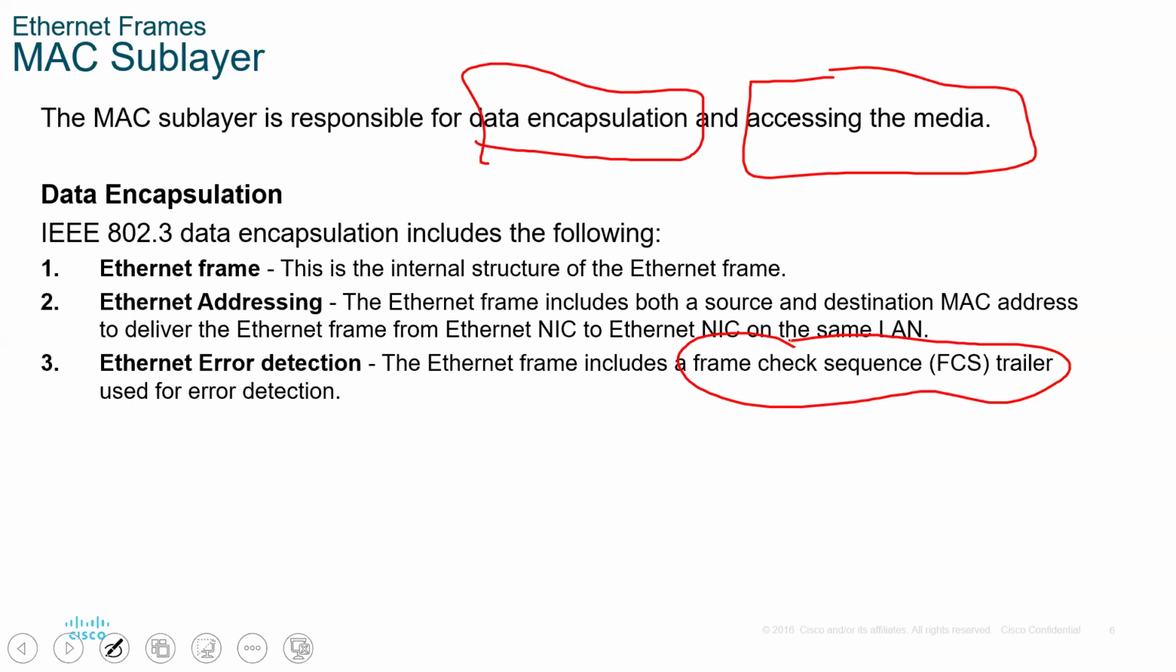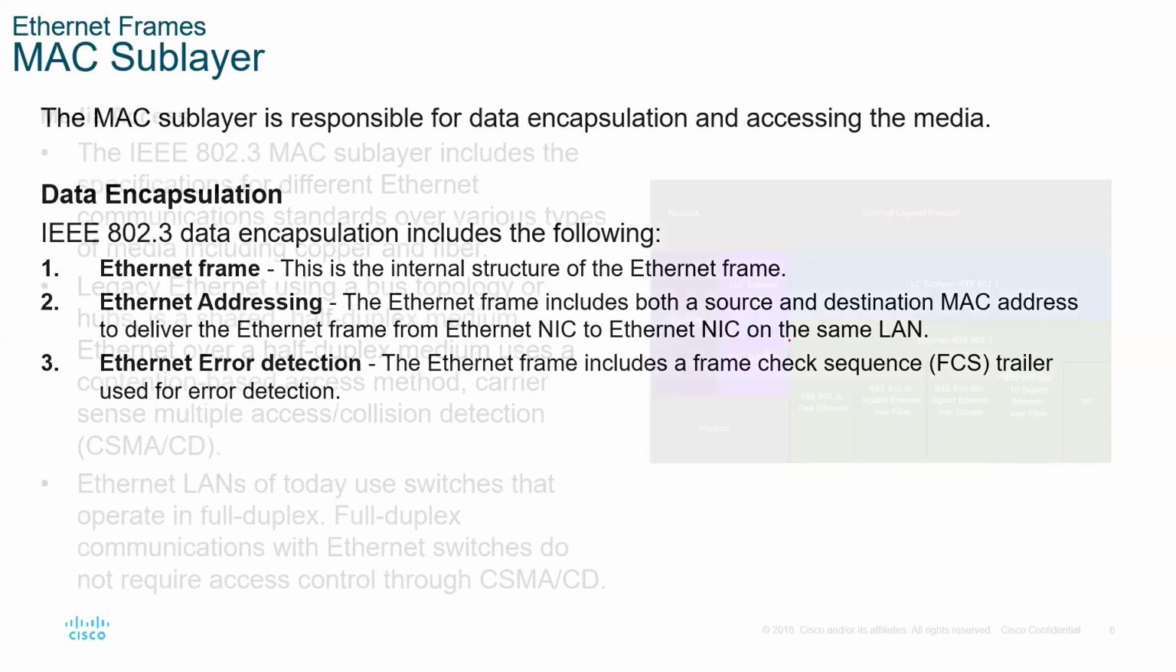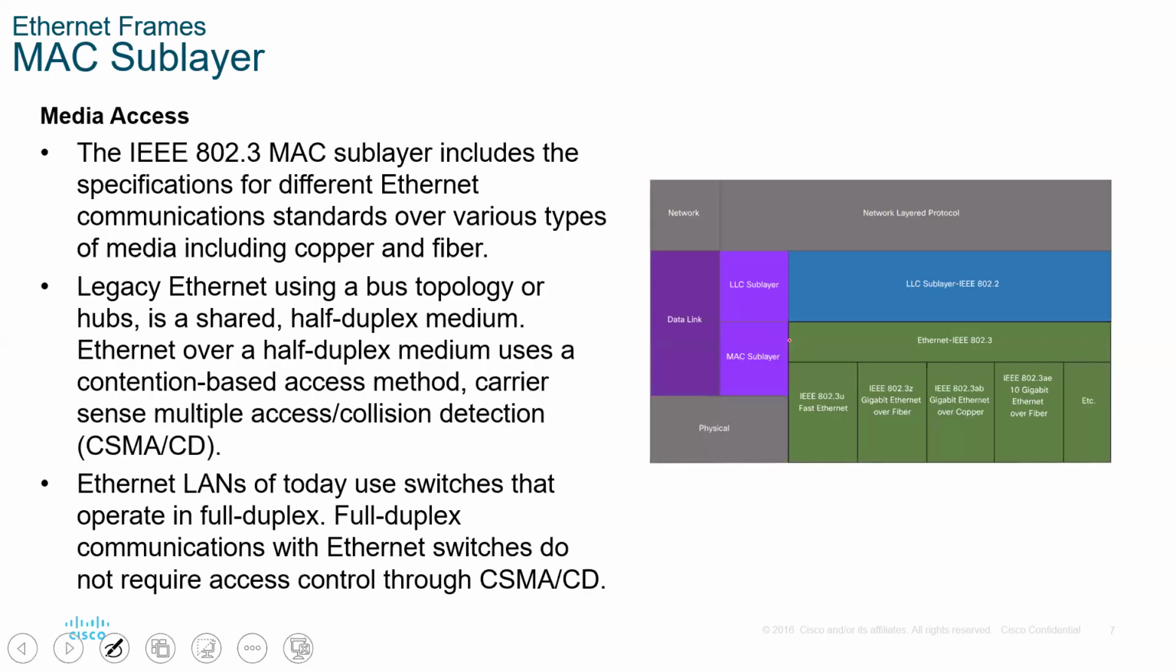If it is more or less than 1000 bytes as specified in the header information, it will flag it for error. Okay. So the media access layer includes the specification of the different Ethernet communication standards over various types of media, including the copper media, the fiber media, and things like that. Remember, because this media access talks about how the device accesses the network medium.